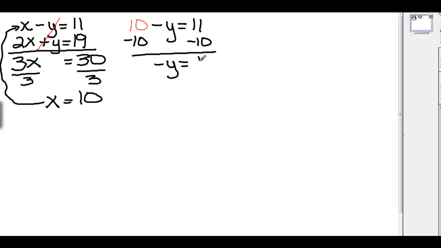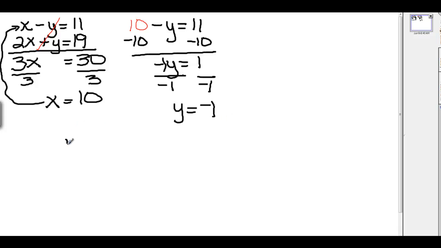11 minus 10 is 1, but remember we're not through until that's a positive, and remember there's an understood 1 in front of that, so if you need to write the 1 there, and then negative 1 divided by -1. And please ignore the crinkly, unstraight ones there. The pens don't write very straight. And we end up with a -1 for y.